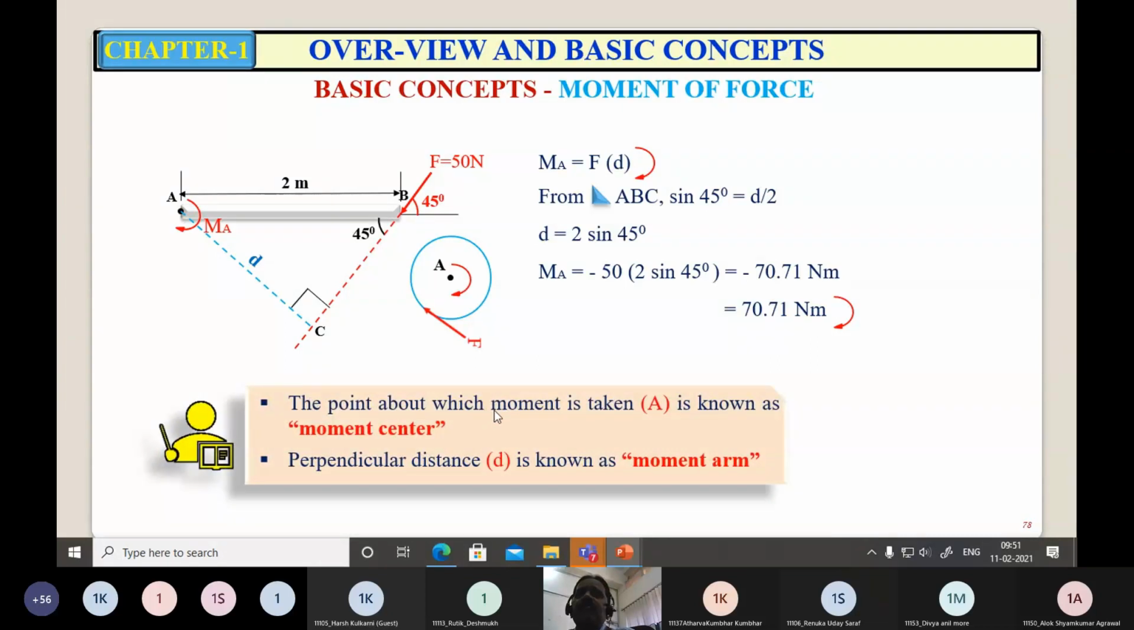So the point about which moment is taken, that is here A, is known as moment center, and the perpendicular distance D is known as moment arm. This D is known as moment arm.